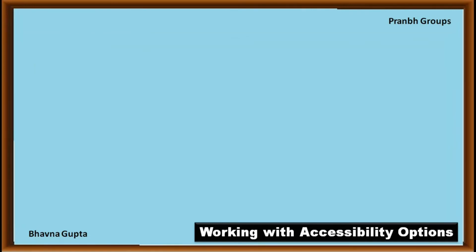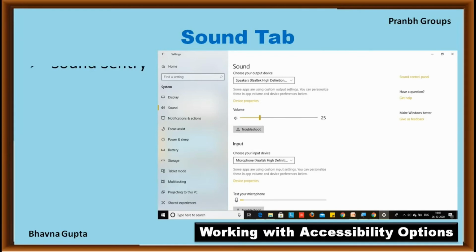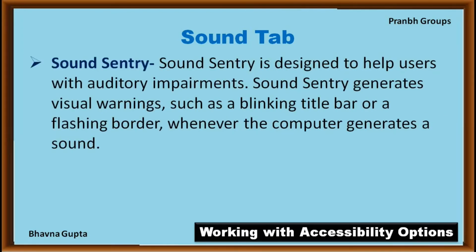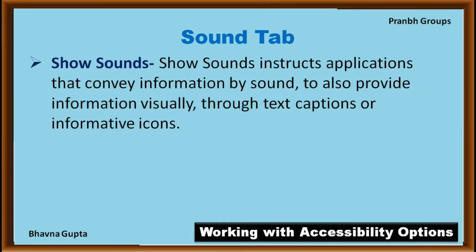The next tab is the sound tab. There are two options. First is sound sentry and second is show sounds. Sound sentry is designed to help users with auditory impairment. It generates a visual warning such as a blinking title bar or flashing border whenever the computer generates a sound. The second option, show sounds, instructs applications that convey information by sound to also provide the information visually through text captions or informative icons.